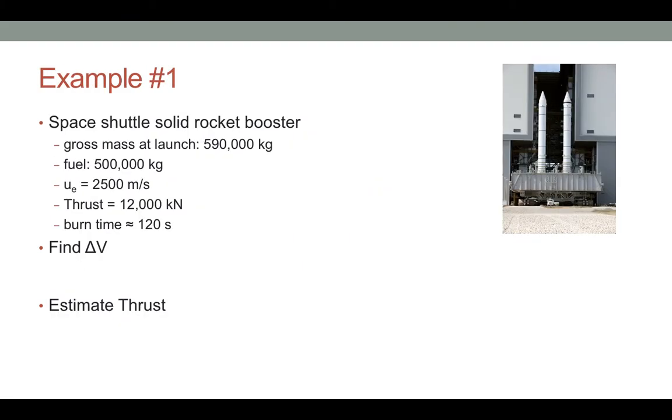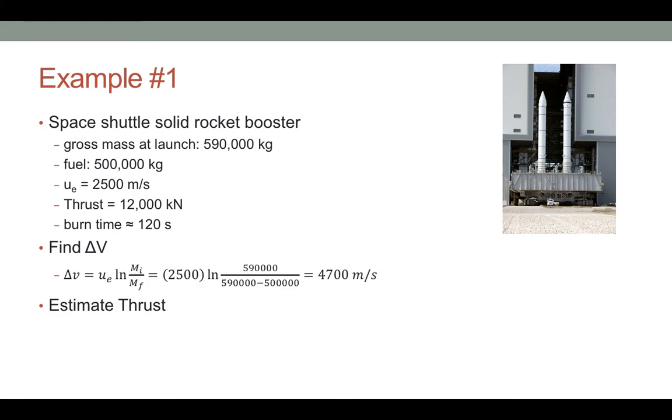Now, let's consider an example. For an example, we'll take the booster rocket that has been used on the space shuttle. This is its mass at launch. Of that, this much is fuel. The solid rocket fuel is burnt so that the escape speed of the gases is 2,500 meters per second. That's u sub e. This is its nominal thrust, and this rocket burns for about 120 seconds. So all this fuel is burned in 120 seconds. What I want you to do is find delta v, and then estimate the thrust of this rocket. Enter those two numbers onto the Google form that this video is attached to.